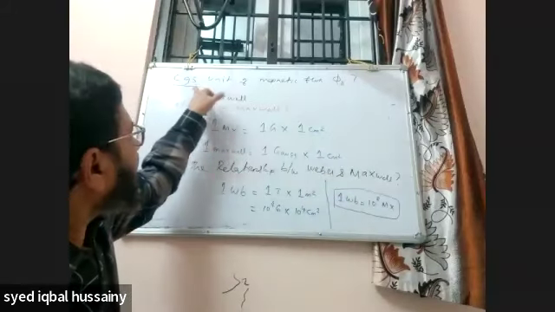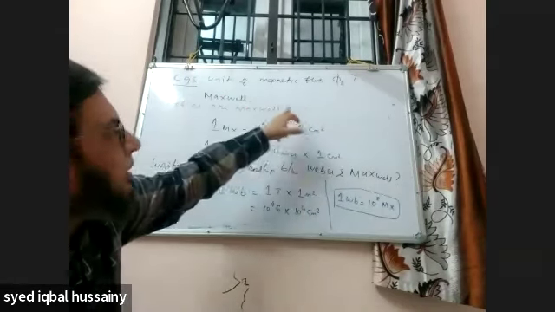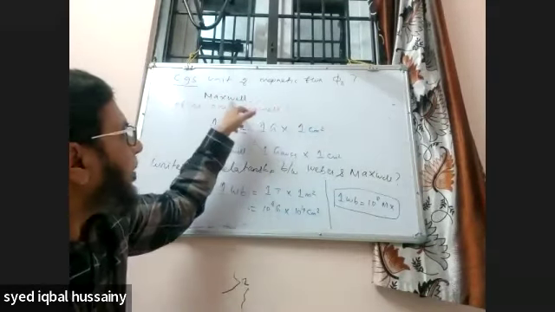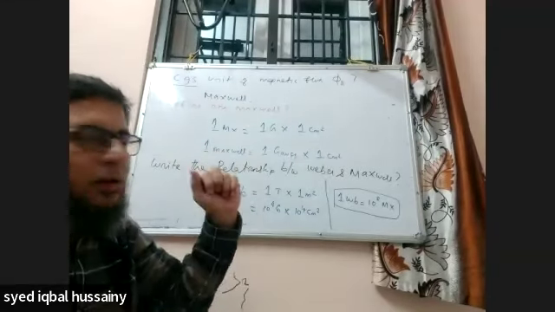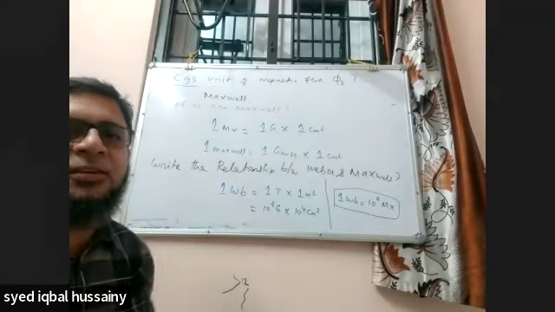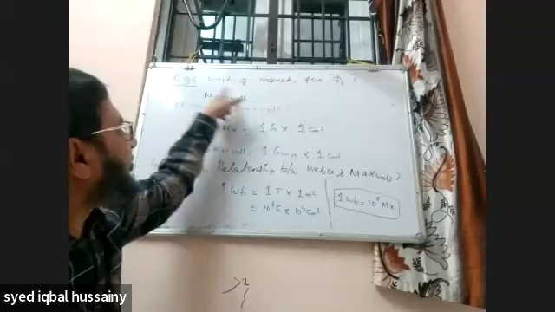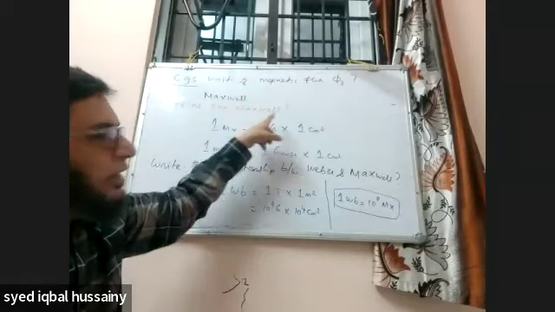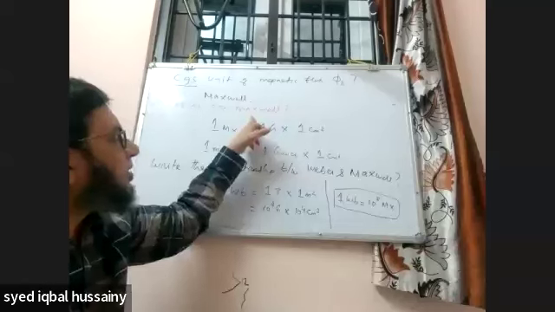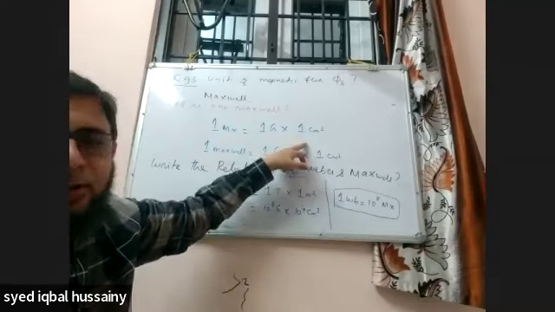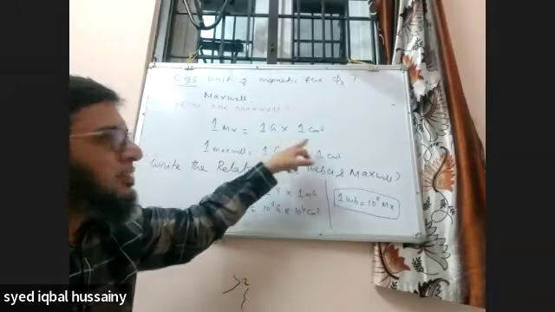CGS unit of magnetic flux is Maxwell. So what is Maxwell? You should know ना. So what is one Maxwell? One Maxwell is equal to 1 Gauss into 1 centimeter square.